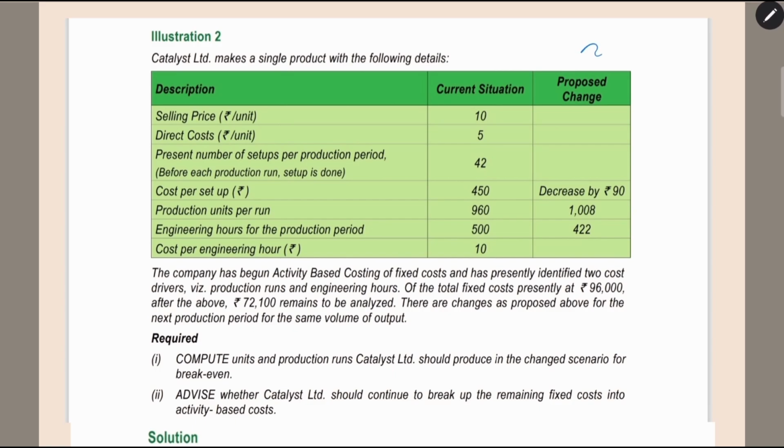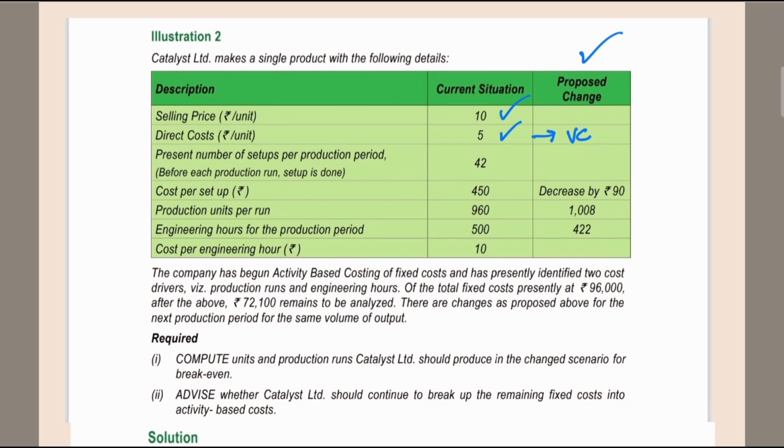So, the company name is Catalyst Limited. They are making a single product and the details are given below. The selling price is 10 rupees. The direct costs are rupees 5 per unit. This is the variable cost required to make the product. Present number of setups per production period. Before each production run, setup is done.